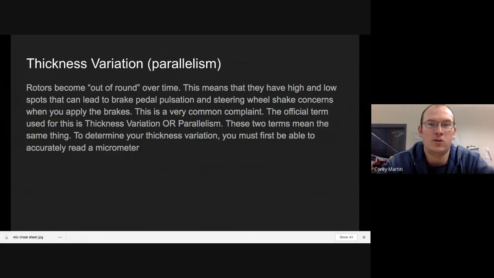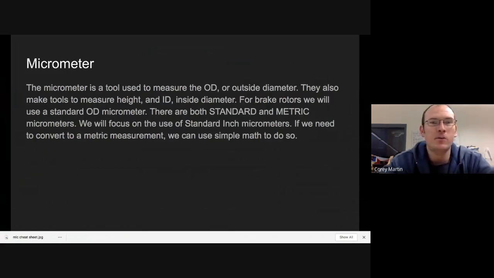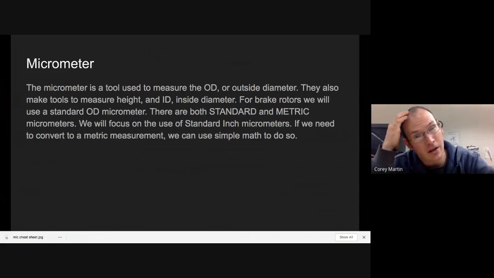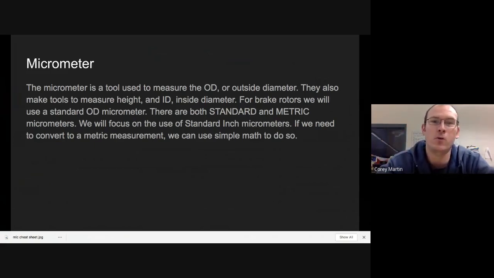These are interchangeable terms. To determine what this number is, you must first be able to accurately read a micrometer. Okay, so a micrometer, an inch micrometer, is what we're going to use here for this example. A micrometer is a tool that is used to measure OD, or outside diameter. There are also tools used to measure height, inside diameter, depth, but for this demonstration, we're just going to focus on the standard outside micrometer.